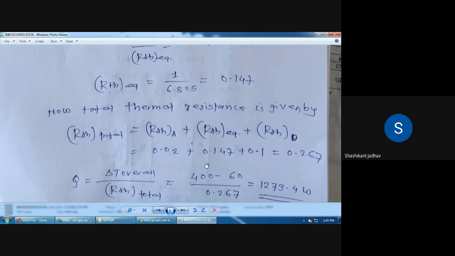Has everyone understood the concept? If two resistances are in parallel, then we have to calculate the equivalent resistance, and then we have to calculate the total resistance by using that equivalent resistance. In this way we calculate the overall heat transfer.